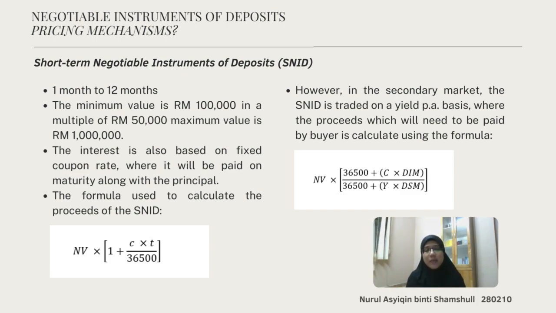However, in the secondary market, the SNID is traded on a yield per annum basis, where the deposit which needs to be paid by the buyer is calculated using the formula where NV is the nominal value, C is the coupon rate, Y is the yield percentage per annum, TIM is the number of days between the issue date and the maturity date, while GSM is the number of days between the settlement date and the maturity date.